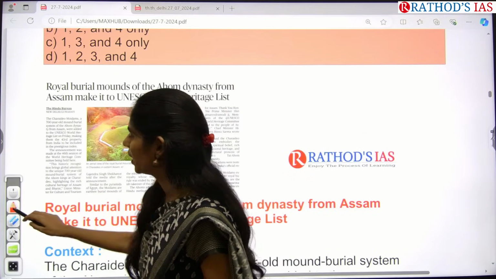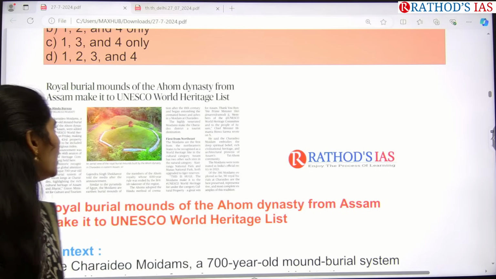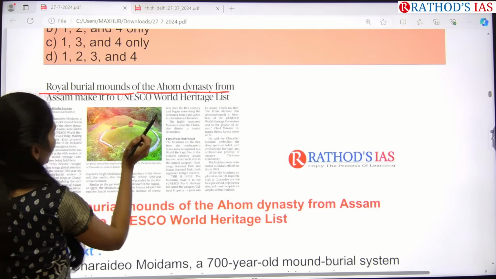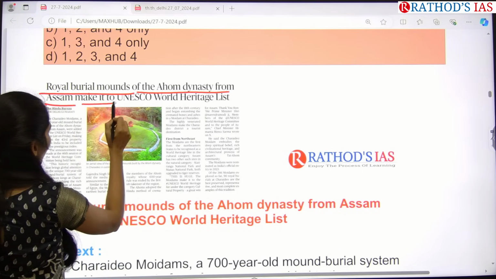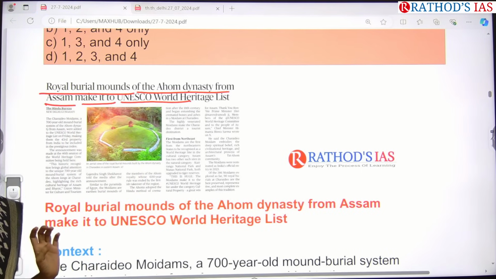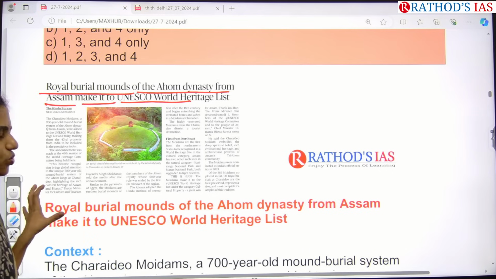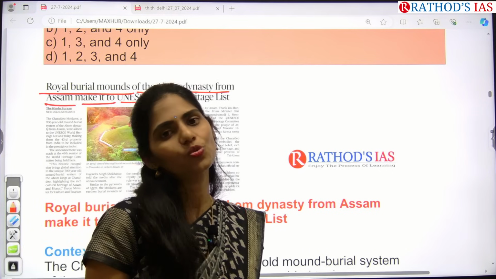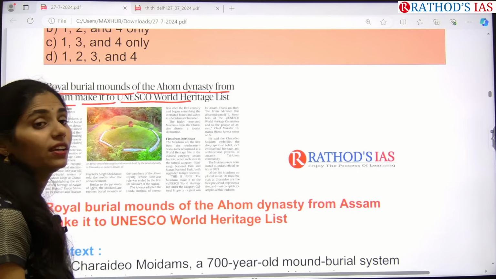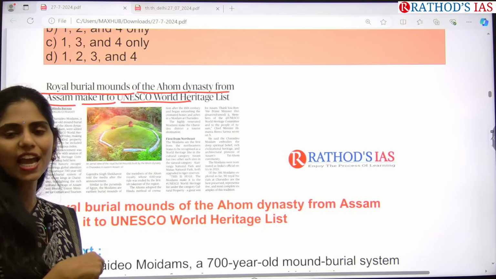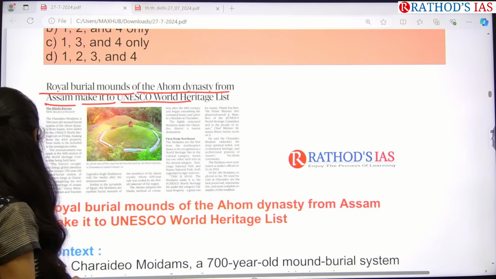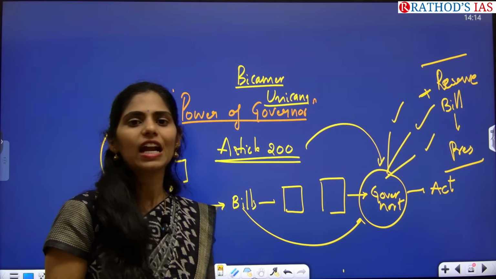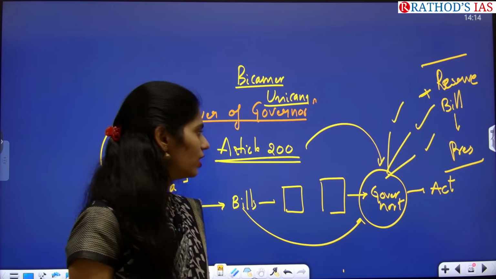The next article is very important for your prelims. That is, Royal Burial Mounds of the Ahom Dynasty from Assam make it to the UNESCO World Heritage List. It is a very important topic, and you may get a prelims question regarding UNESCO's World Heritage List. Even in your Nitin Singhania book we have this topic separately, and in 2024 also there was one prelims question regarding this.